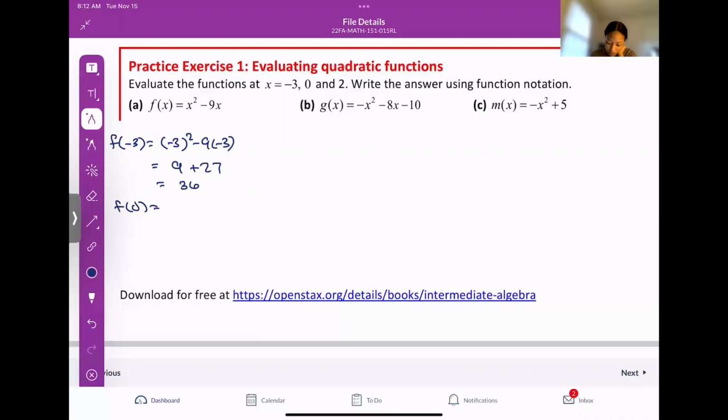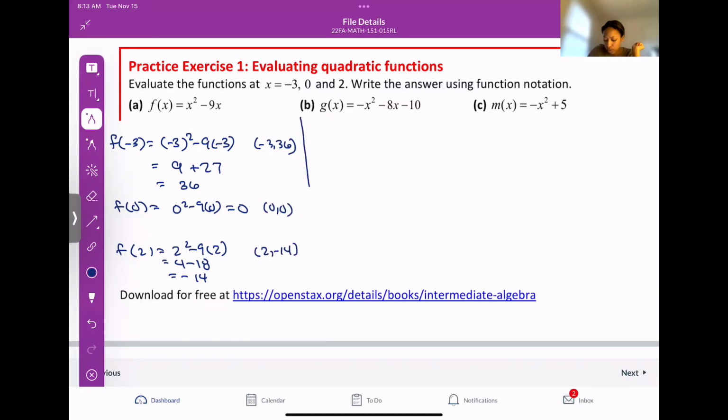F of 0 is 0 squared minus 9 times 0, which is 0. And f of 2 is 2 squared minus 9 times 2. 4 minus 18 is negative 14. Remember, these tell us points on the graph of the function. On f, we have the point (negative 3, 36). We also have the points (0, 0) and (2, negative 14).